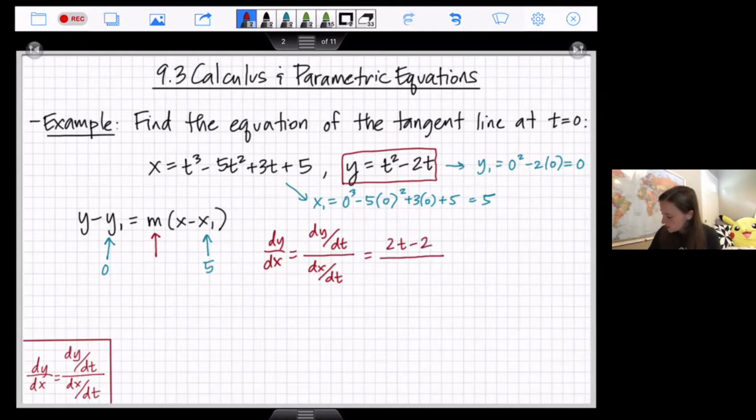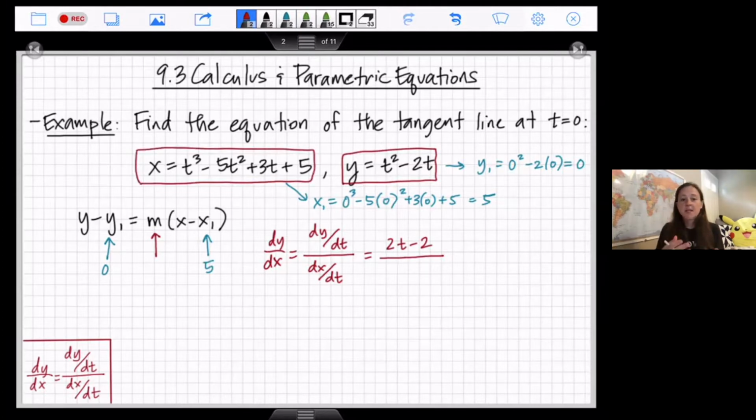The bottom of that fraction says go over to x now. Look at the x equation. dx/dt is just the derivative of x with respect to t. So that's going to be 3t squared minus, let's see, the derivative of 5t squared is going to be 10t. The derivative of 3t is 3, and the derivative of 5 is just 0. That's the formula for the slope. I don't care about the slope anywhere else except at t equals 0, so we're going to plug in t equals 0.